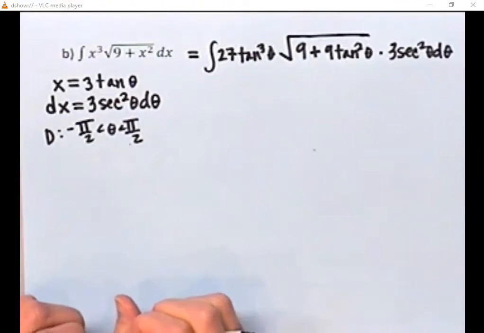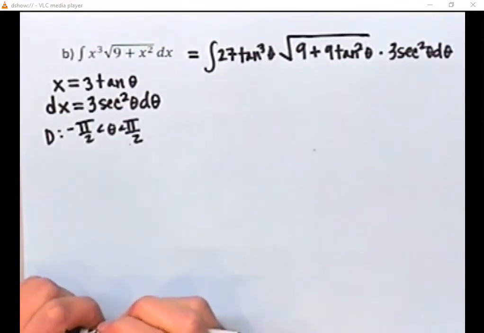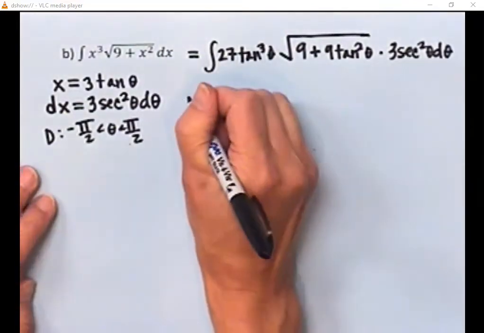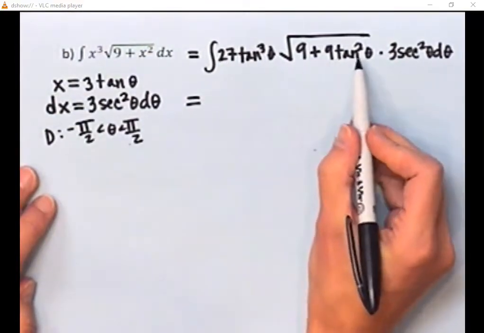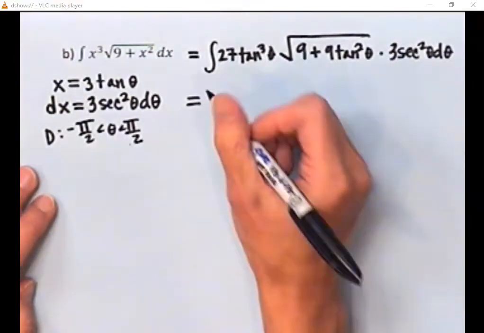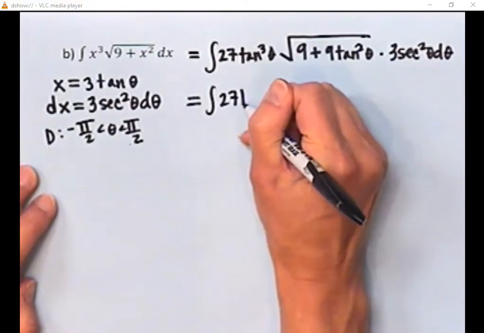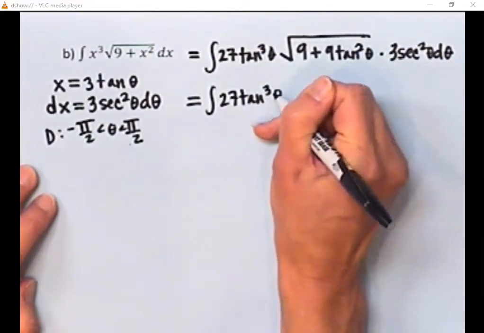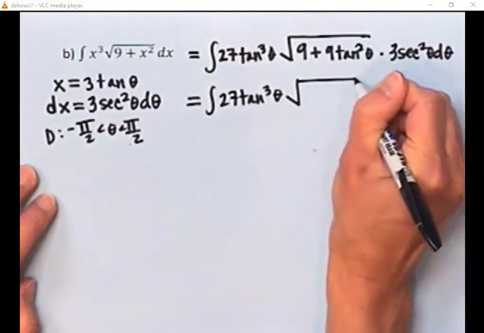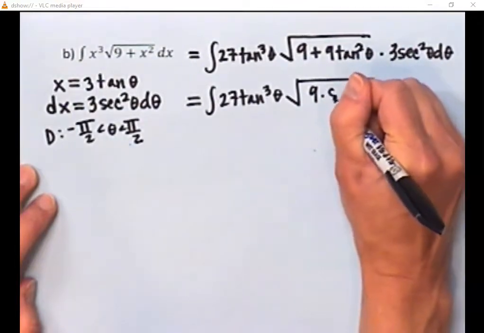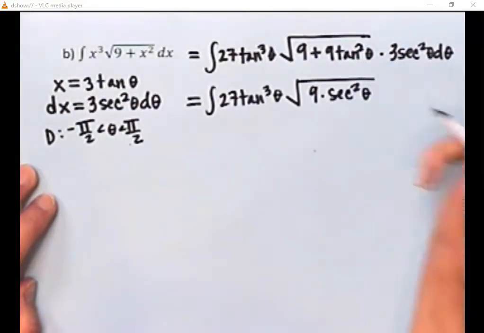All right, let's see if there's anything we can simplify now. First, under the square root, we can pull out a 9 and then get what? 1 plus tangent squared, right? What will that be replaced with? Yeah, so 9 secant squared theta.